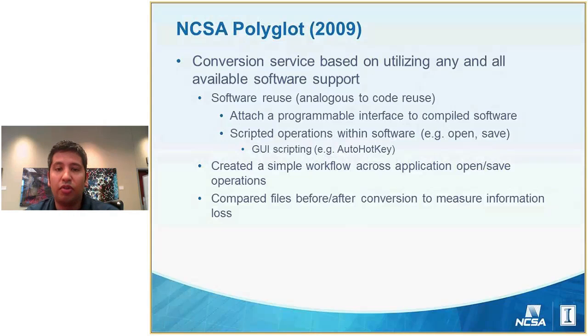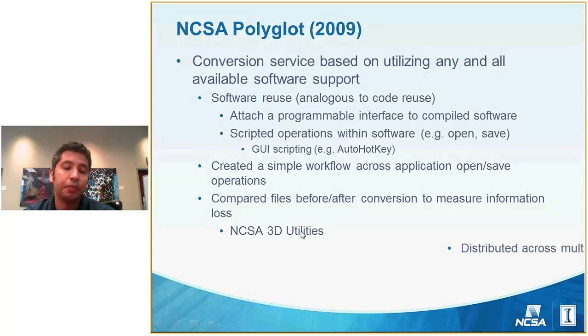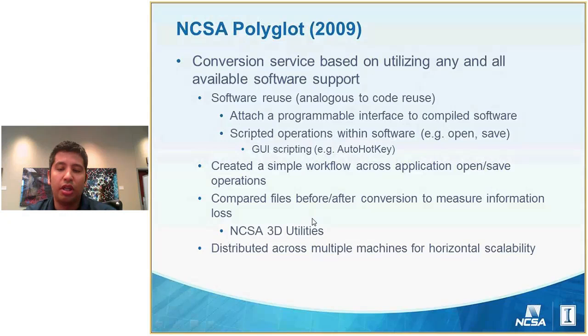Part of this as well, the initial version of Polyglot included some aspect of comparing the files before the conversion and after the conversion to measure that information loss. It would then assign that to this little workflow here to pick later on paths in this workflow that resulted in less information loss. What we used back then, and it's still available now, is this package called 3D Utilities, since we were focusing on 3D data, and it had incorporated into it a number of ways of comparing 3D models. This was a distributed system across multiple machines, so it allowed for horizontal scalability. But basically, that was the first take on Polyglot, and it was pretty much one big mess of code.